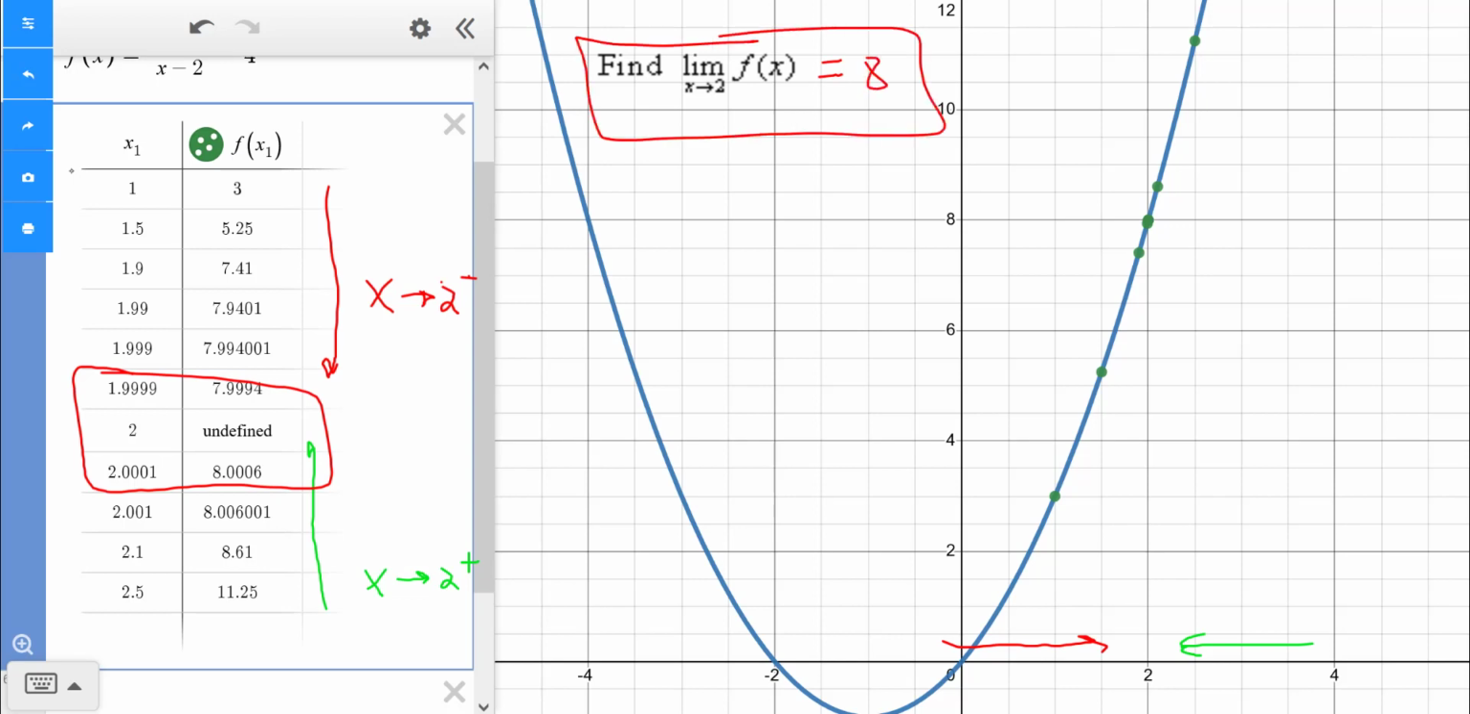So we found the limit there. So there you've got it. You've got 2 ways to find a limit, graphically and numerically. If you don't have your graphing calculator, you can use the table feature in Desmos.